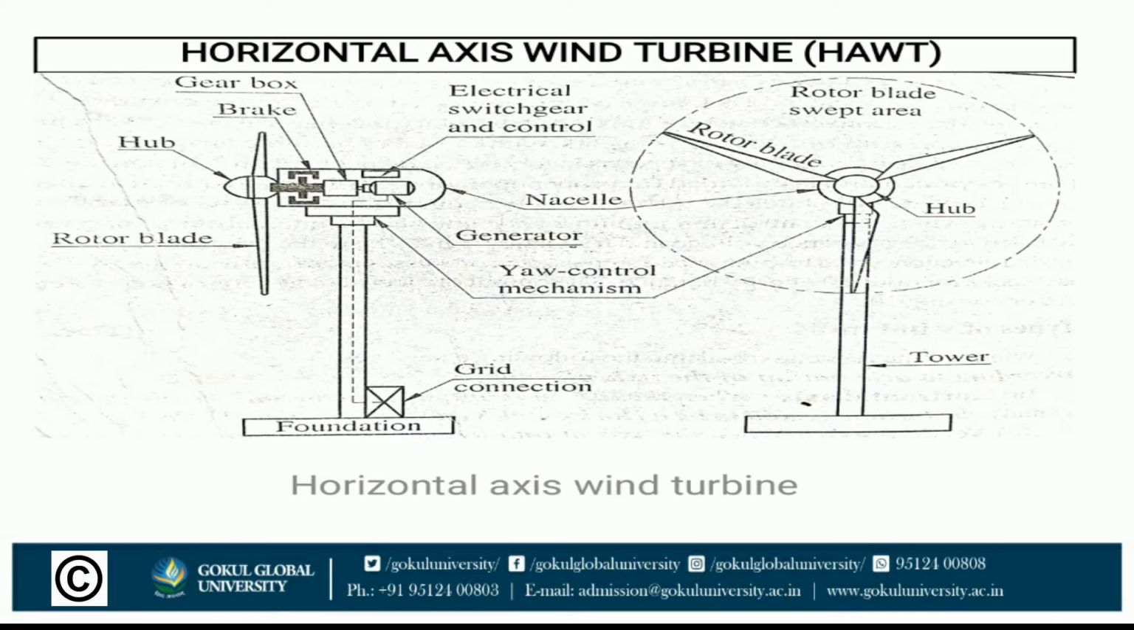This is a diagram of the horizontal axis wind turbine, HAWT. Horizontal axis machines have emerged as the most successful type of turbines. These are being used for commercial energy generation in many parts of the world.